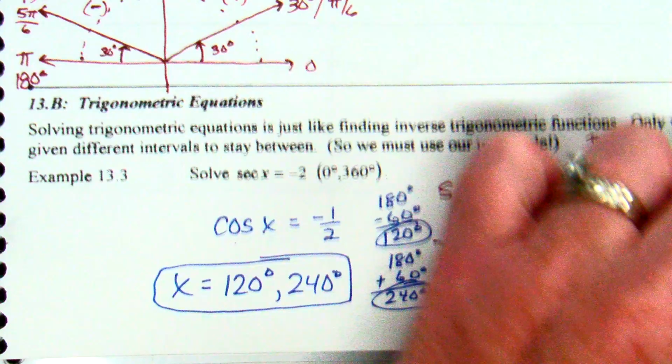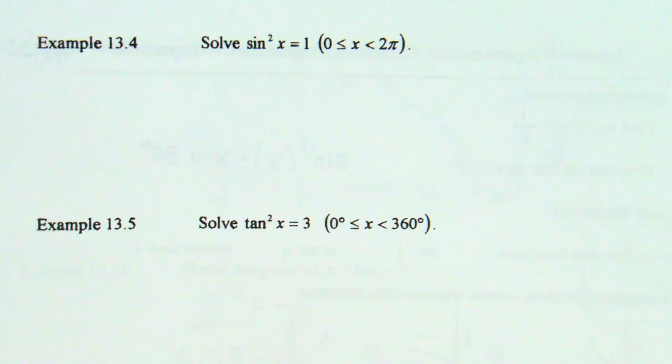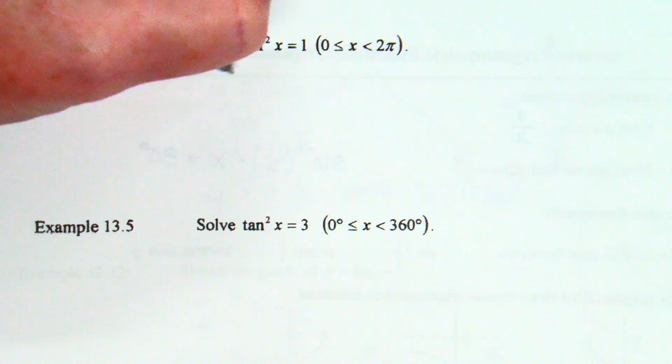Okay. Thoughts on how to solve sine squared x equals 1. I realize our answers are going to be between 0 and 2 pi. Realize when we look at this, it says sine squared x. This is the same as thinking sine x quantity squared.